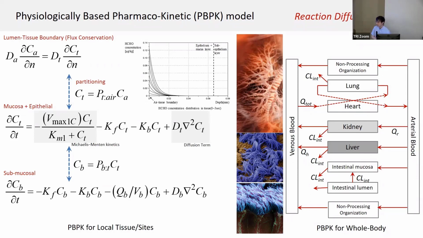By using this PBPK model integrated with computational fluid dynamics, we can analyze the equilibrium concentration between lumen and tissue surfaces as a function of time. We can predict the fluctuating equilibrium concentration and also the time-dependent change of concentration distributions inside the tissues, as shown in the examples.